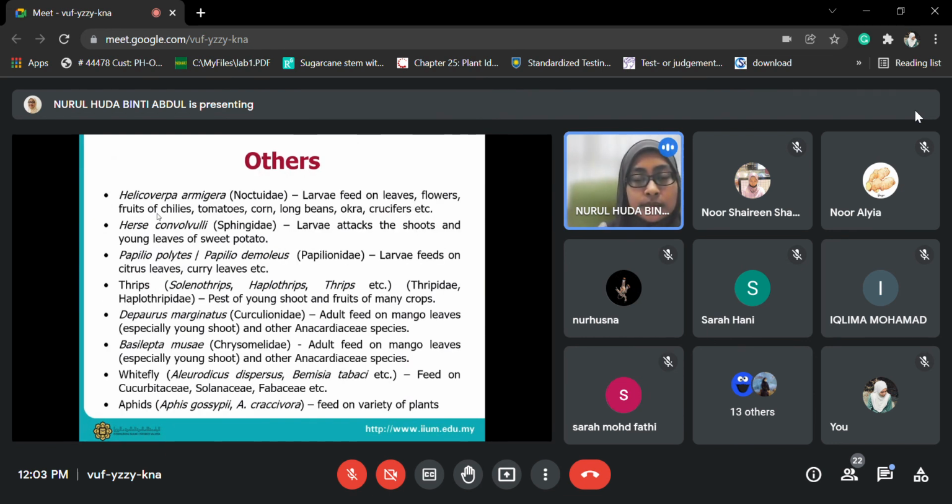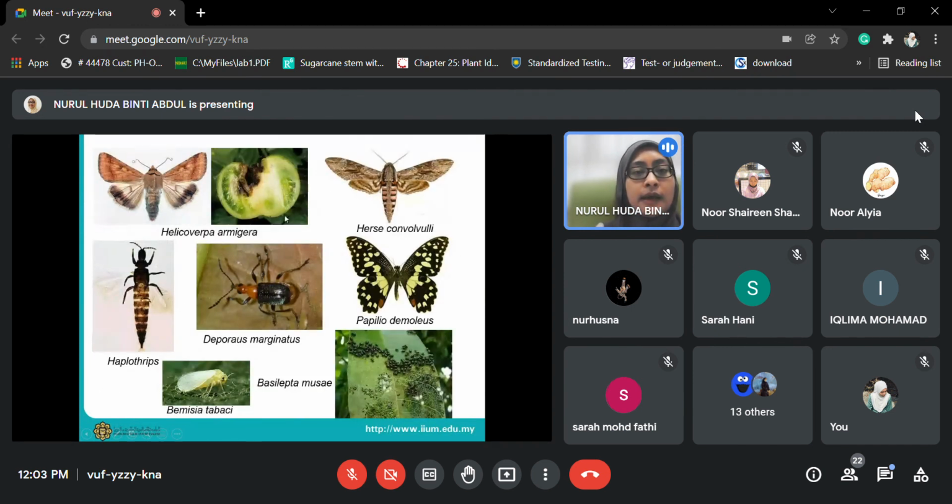Okay, there are others which is also important, but here I just put the name here. You can read all by yourself here, but I will show you the picture. Okay, here we have Helicoverpa armigera. They feed almost on all vegetable fruits. Okay, vegetable fruits like okra, we have chilies, this one is tomato. Okay, so they will bore inside, the larvae will bore inside and feed inside the fruits.